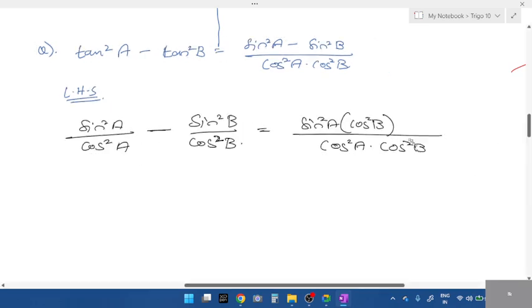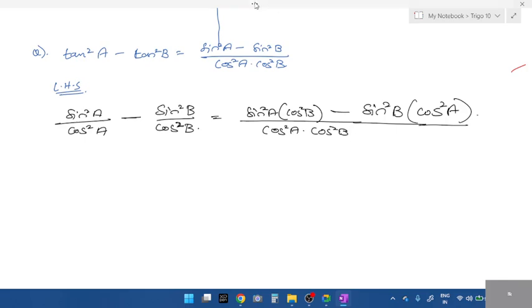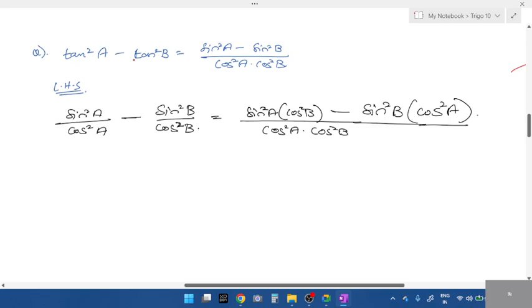Question. Try it. If not, I'll teach. Not able to do. As you solve, keep checking the right hand side. See which one you need to convert.